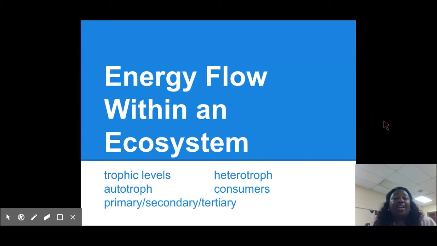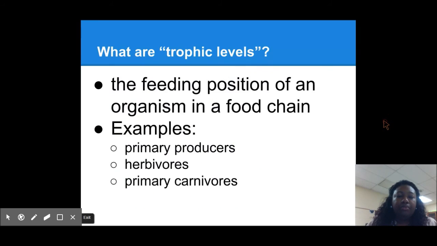All right, so the next concept, we have energy flow within an ecosystem. Key terms with this concept: the trophic levels, autotroph, primary, secondary, and tertiary, heterotroph, and consumers again. So what are trophic levels? It is the feeding position of an organism in a food chain. Some examples, we have primary producers, herbivores, primary carnivores. So remember, it's the feeding position of an organism in a food chain.